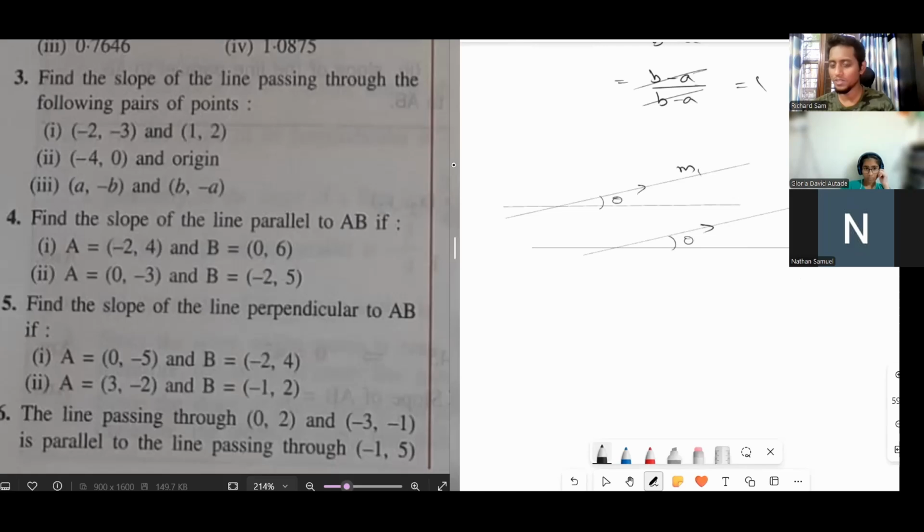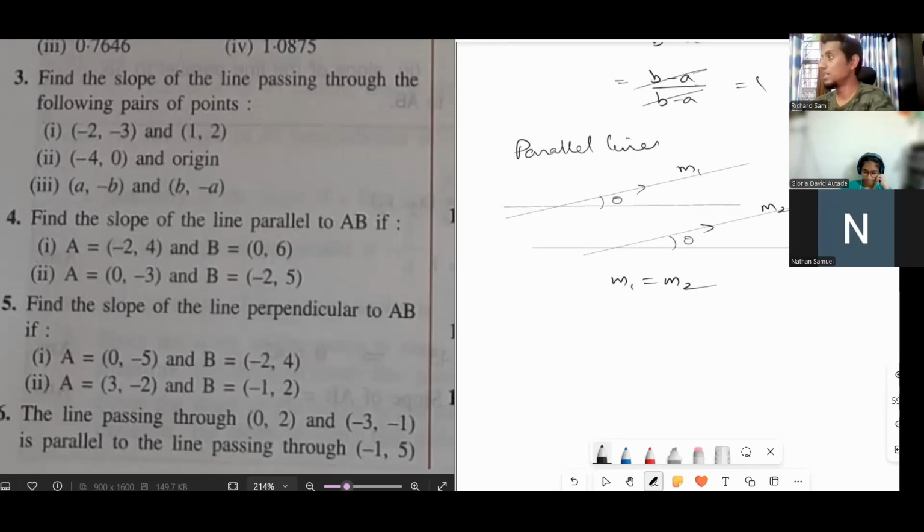Understand? The first line's slope we'll call m1, and the second line's slope we'll call m2. m1 will be equal to m2. So remember this. For parallel lines, their slopes will be equal. Is that clear? Makes sense, no? If there are two roads in campus with the same inclination, their slopes are the same.